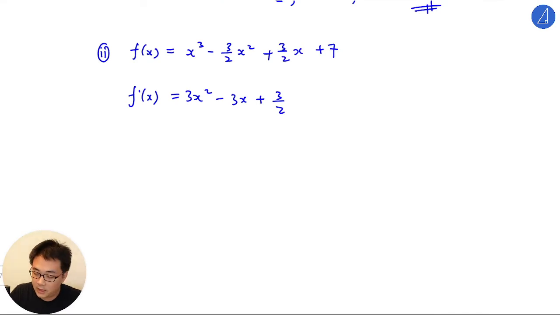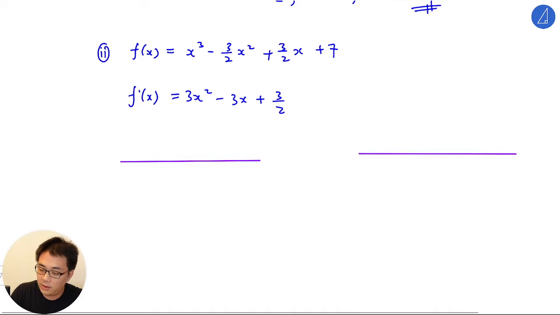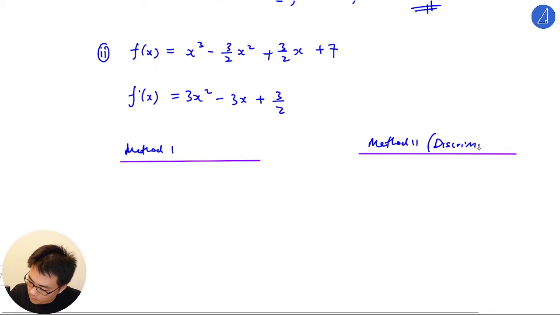There are two methods here. I think I prefer completing the square. You just want to show that this is always positive. The other one is you can use discriminant. Method 1. Method 2. Complete the square.